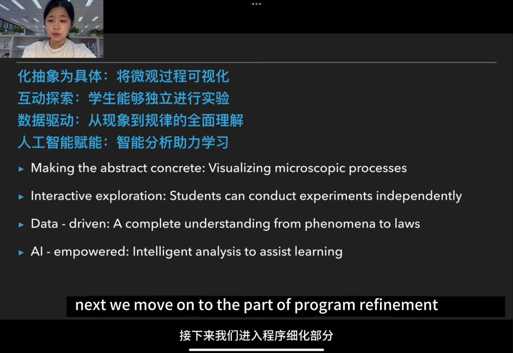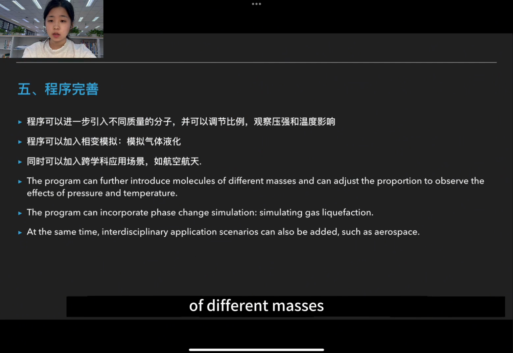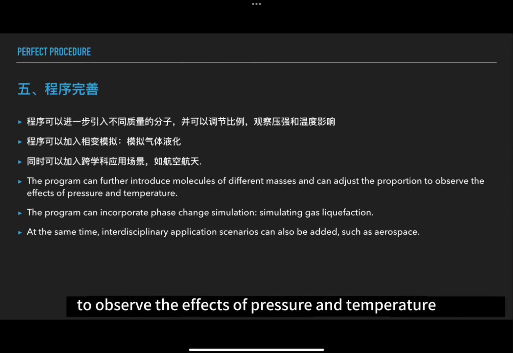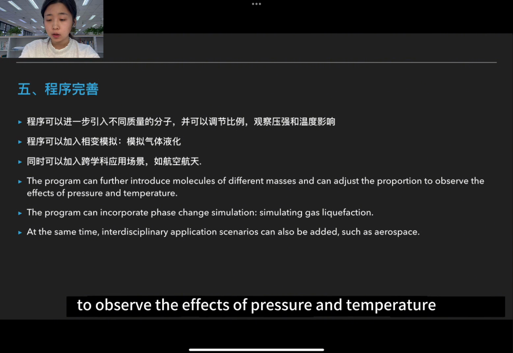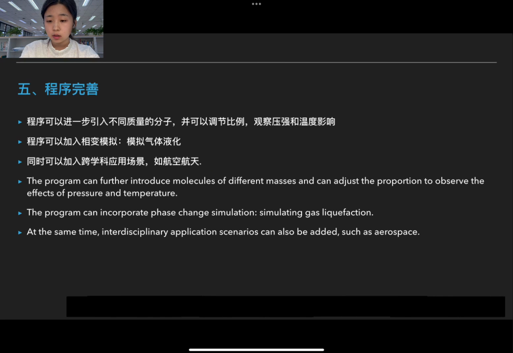Next, we move on to the part of program refinement. The program can further introduce molecules of different masses and can adjust the proportion to observe the effects on pressure and temperature. The program can incorporate phase change simulation, simulating gas liquefaction. At the same time, interdisciplinary application scenarios can also be added, such as aerospace.